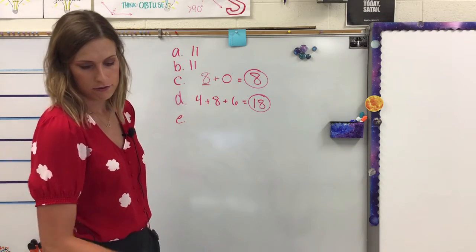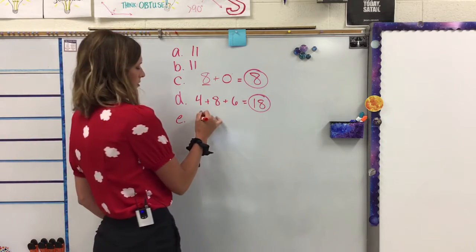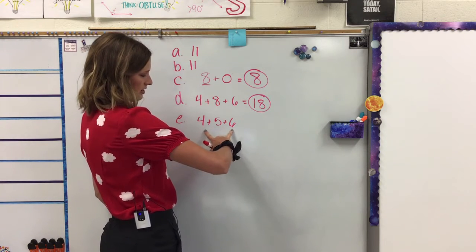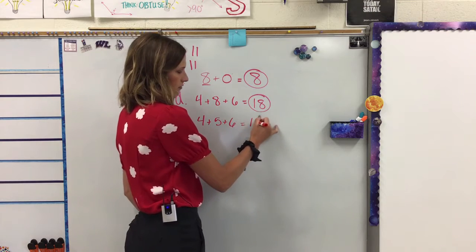E, 4 plus 5 plus 6. I'm going to do the same thing. I'm going to add 4 and 6 to get 10. And then add on 5 more to get 15.